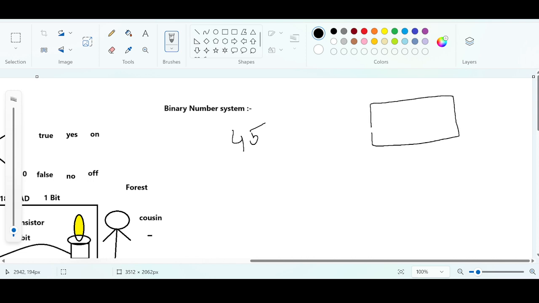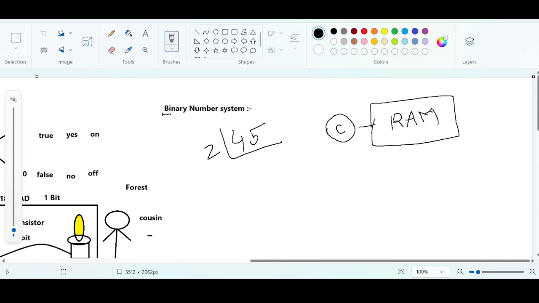Let us say that this is the RAM, the electronic machine. Before storing this to the RAM or to the machine, there will be a converter. This 45 needs to get converted to a binary number. How can the conversion possibly happen? You keep dividing this number by 2. Binary means "bi", and bi means 2. Divide it by 2 until you find the last remainder.